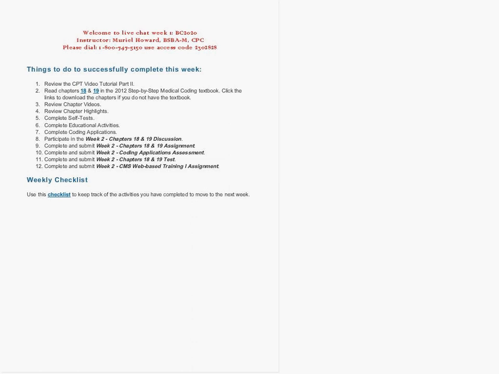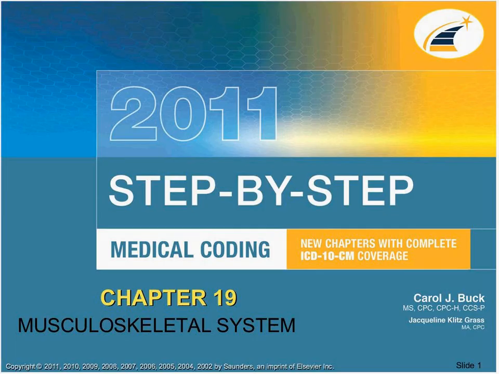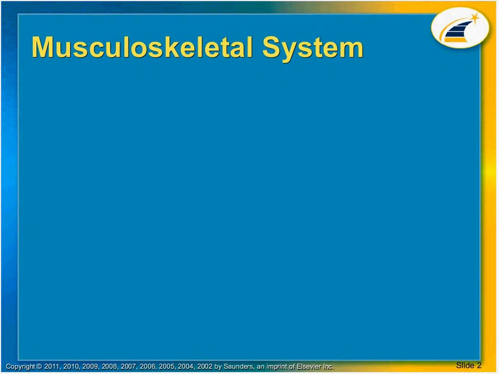website. The lecture is going to be focused on chapter 19 of the step-by-step textbook. Chapter 19 is dealing with the musculoskeletal system, and so what I'm going to do is just focus on that, talk about that today. What I also will do is post some anatomy videos for you to review the anatomy of both the integumentary system and the musculoskeletal system.